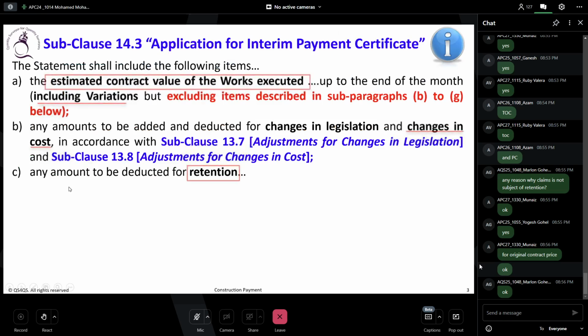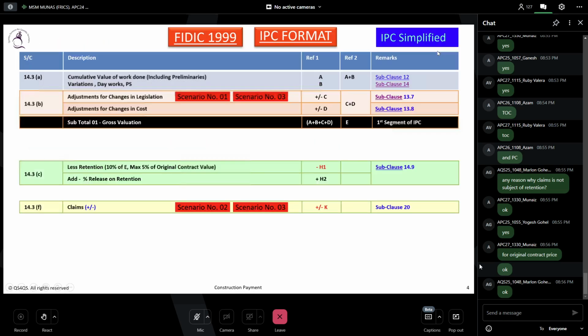Sorry, Mr. Munas, one question. In the previous slide, there is a retention of less than 10% of E or maximum 5% of original contract. Why is a different percentage mentioned? Okay, you should understand the contract. We are going to apply 5% retention. If you are having a 100 million project value, the accepted contract amount, then you are going to apply 5% on it.